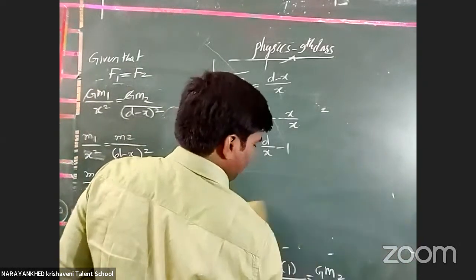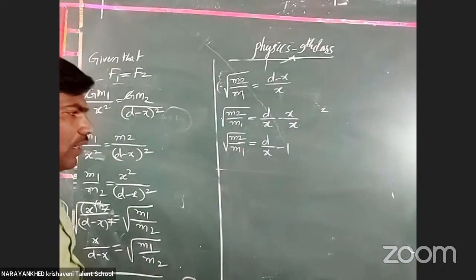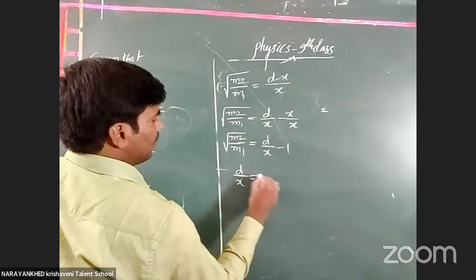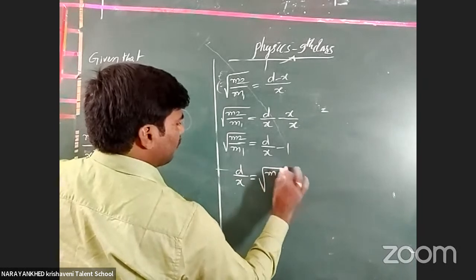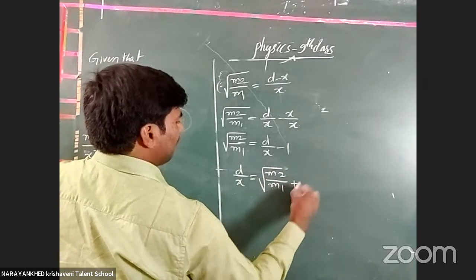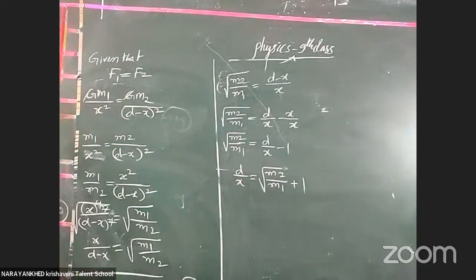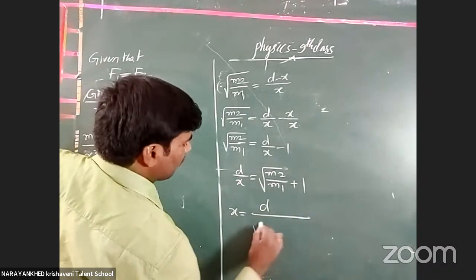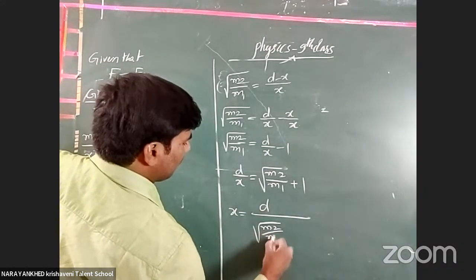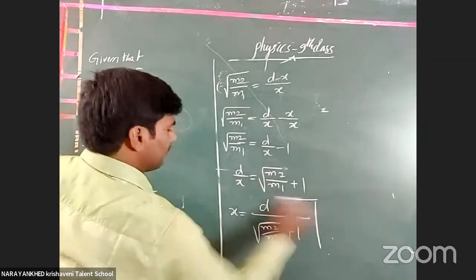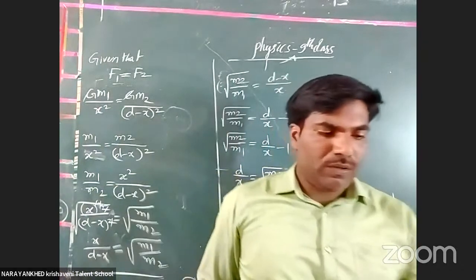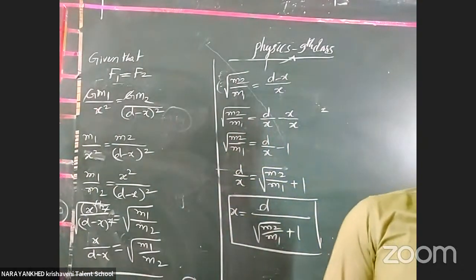Now what do we require here? The x value is required. It is also written as d by x is equal to under root of m2 by m1 plus 1. Okay, clear? And here x is equal to d by under root of m2 by m1 plus 1. This is the value of x for this kind of problem.